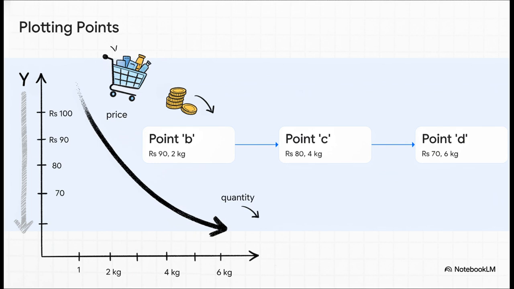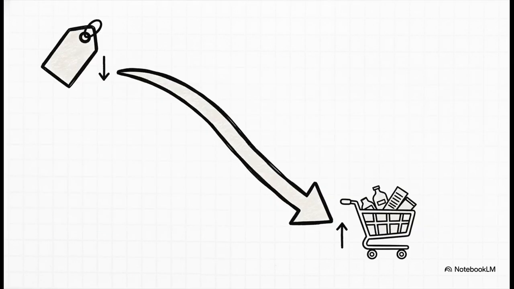When we connect these dots from A all the way down to D, we trace out our curve. Just look at the shape we've created. It's a negative, downward slope cascading from the top left down to the bottom right. Now, this isn't just a random line. It is the ultimate visual proof of a rational consumer in a market. It proves that as you lower the barrier to entry, meaning the price, the consumer's willingness and ability to buy absolutely expands. The downward slope is the literal graphical representation of that fundamental inverse relationship between price and quantity.